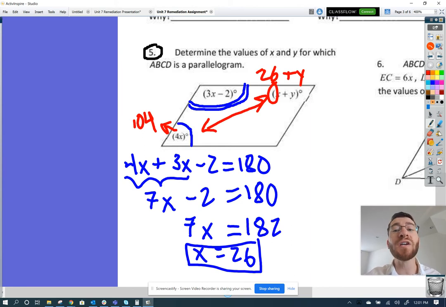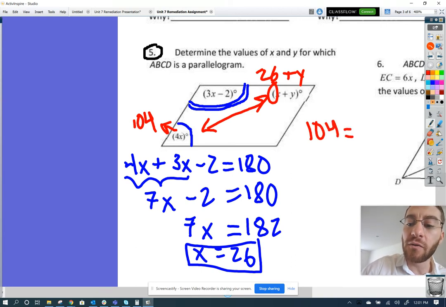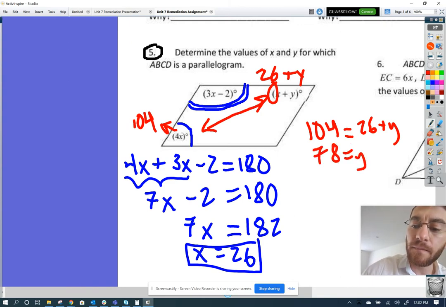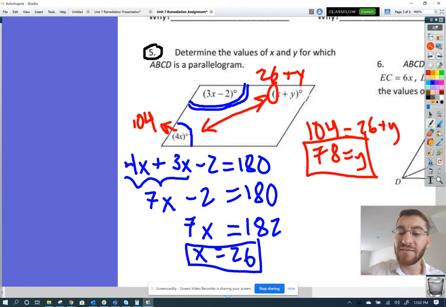And when two shapes are equal, we can set their math equal to each other. So 104 equals 26 plus y. And then we want to subtract 26 from both sides. So 104 minus 26 is 78. All right, fantastic. This one was a little bit tricky because it had both an x and a y, and so that's why I wanted to formally walk you all through that one.